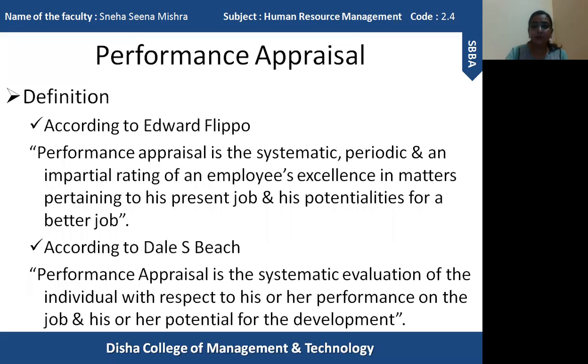Okay. Now I will explain you some of the important definitions of performance appraisal given by various authors. So the first definition is given by Edward Flippo. So according to Edward Flippo, performance appraisal is the systematic, periodic and an impartial rating of employees' excellence.